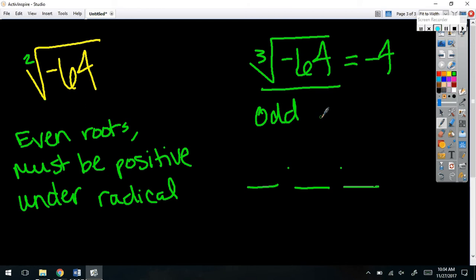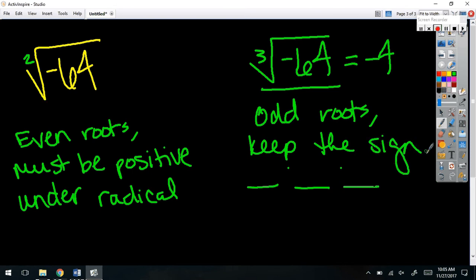But odd roots keep the sign. I'm going to show you how to do it on your calculator in just a second. Let's do a couple examples.